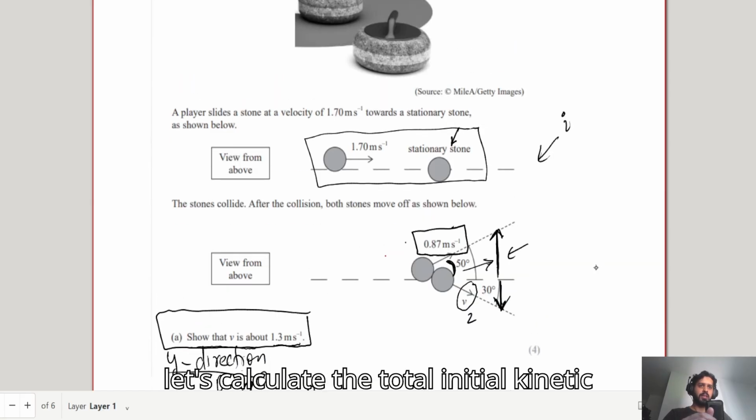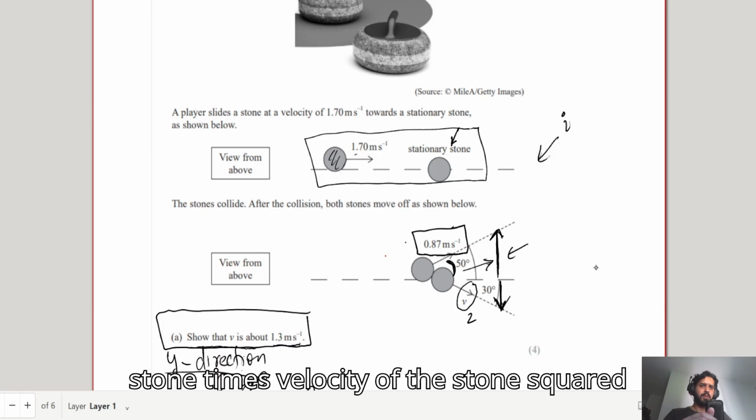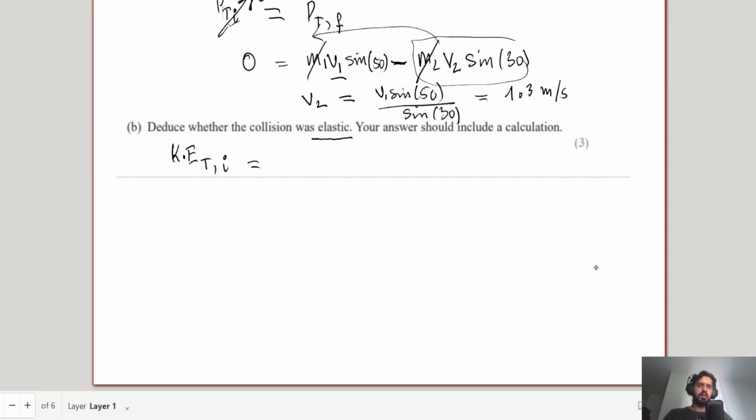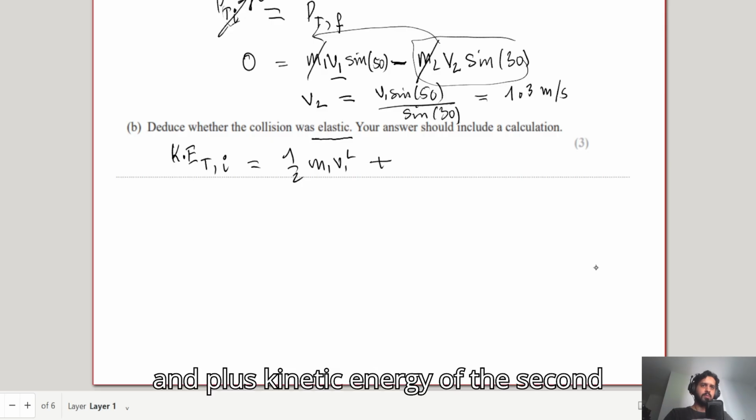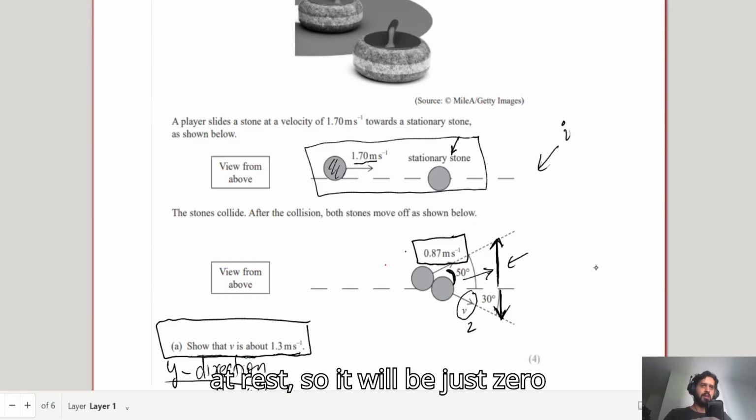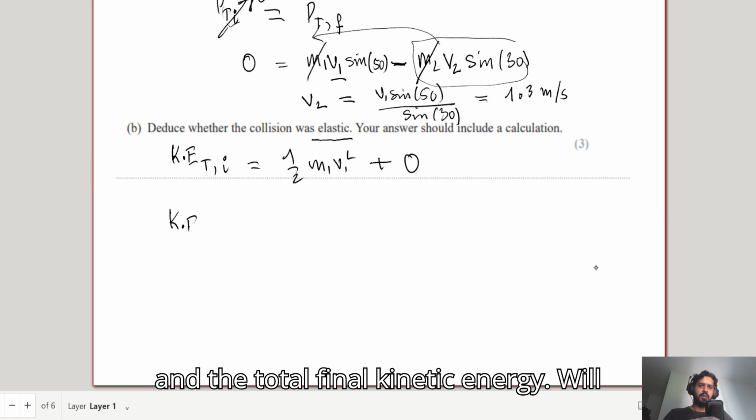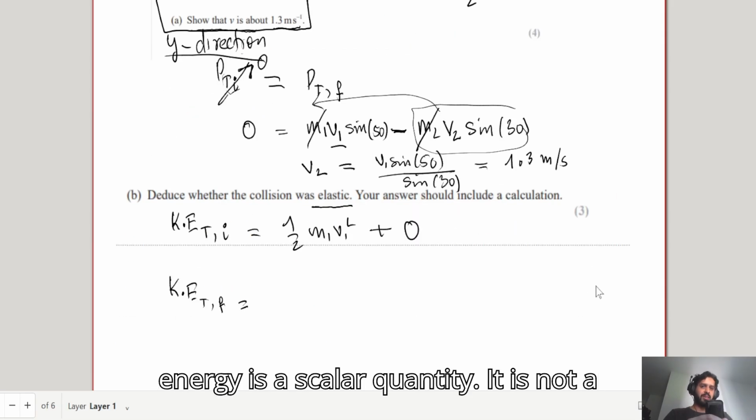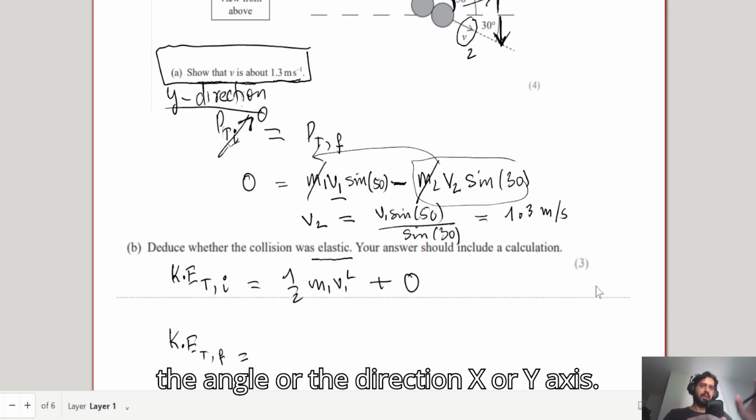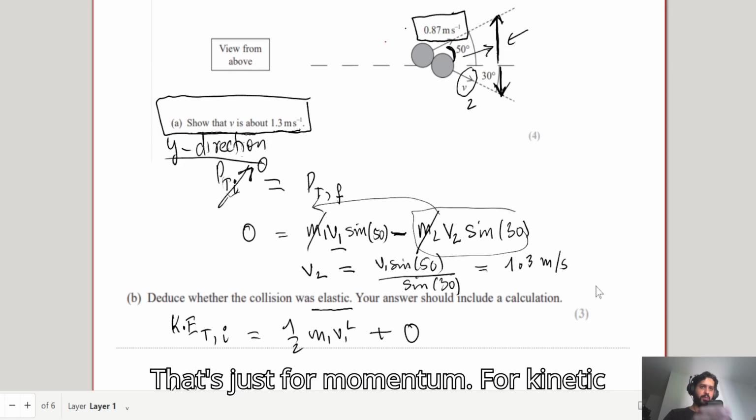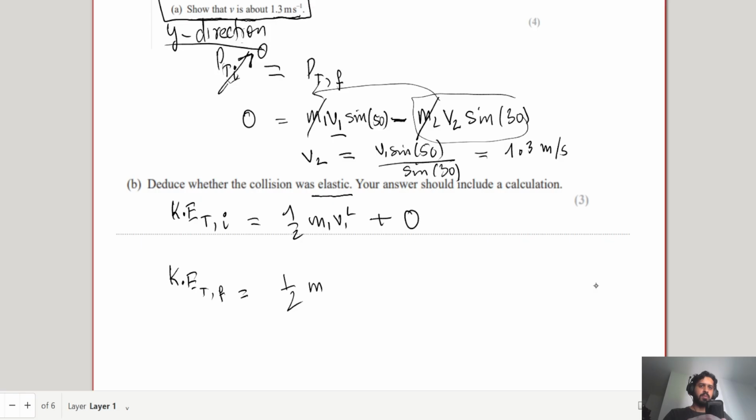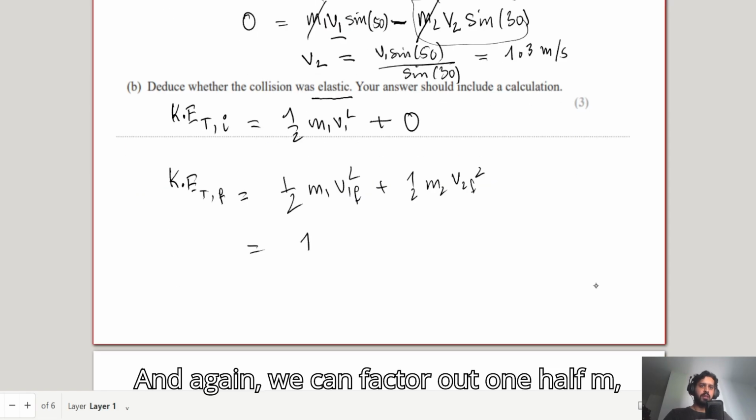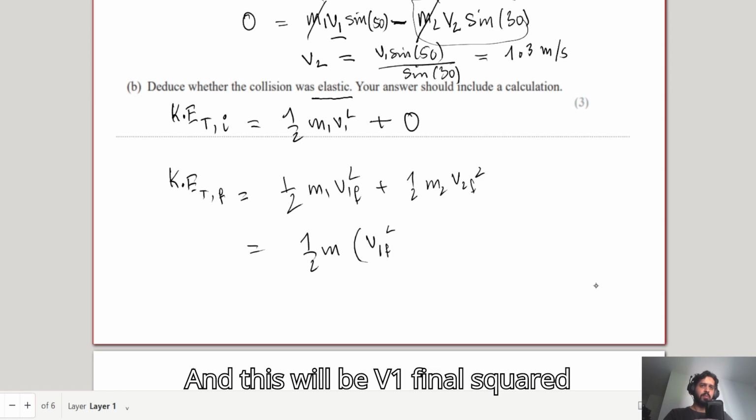So let's calculate the total initial kinetic energy. It will be just mass of this stone times velocity of this stone squared and times 1/2. So total initial kinetic energy is 1/2 m1 v1 squared, and plus kinetic energy of the second stone, but we know that second stone is at rest, so it will be just 0. And the total final kinetic energy will be, now here you have to understand that kinetic energy or any energy is a scalar quantity. It is not a vector. So you don't have to worry about the angle or the direction x or y axis. That's just for momentum. For kinetic energy, you can just write 1/2 m1 v1 final squared plus 1/2 m2 v2 final squared. And again, we can factor out 1/2 m, and this will be v1 final squared plus v2 final squared.